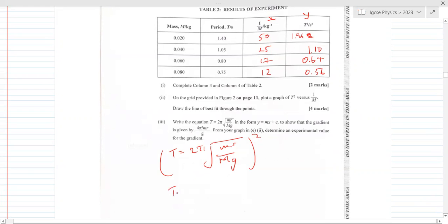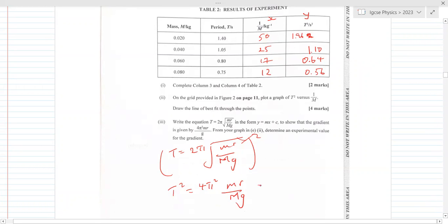All right, so square both sides, it'll become t squared. This becomes 4 pi squared. The square root is going to cancel the square here, so we're left with mr over big M over g. So ideally, you have the equation that you want. It's just for you to rearrange it a little bit to see exactly.